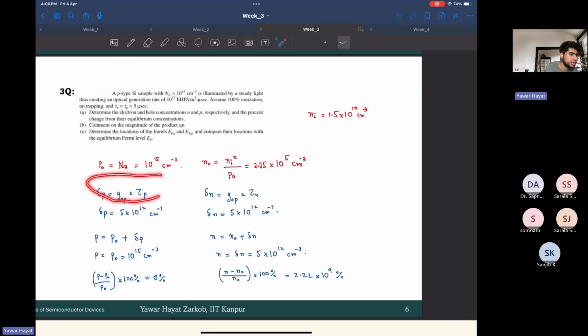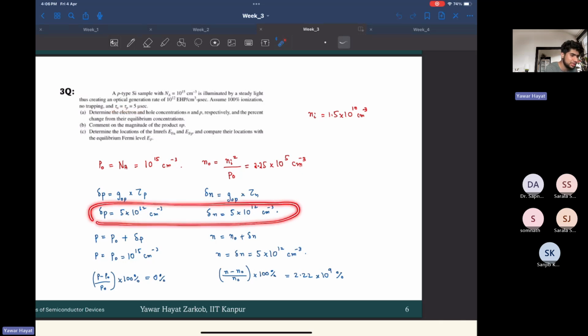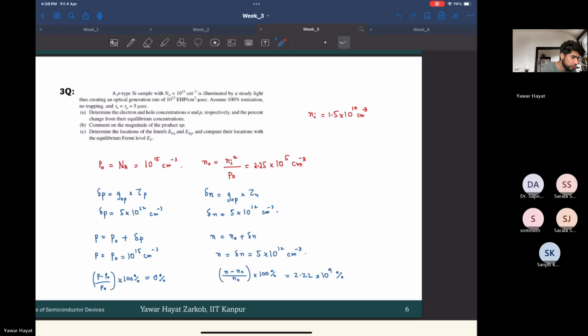Now, the excess holes generated are given by the optical generation rate times the time constant tau p. Similarly, the excess electrons would be given by gop times tau n, and the value would be the same because tau n and tau p are the same. Both values come to 5 into 10 to the power 12 per centimeter cube. So these are the excess holes and excess electrons.